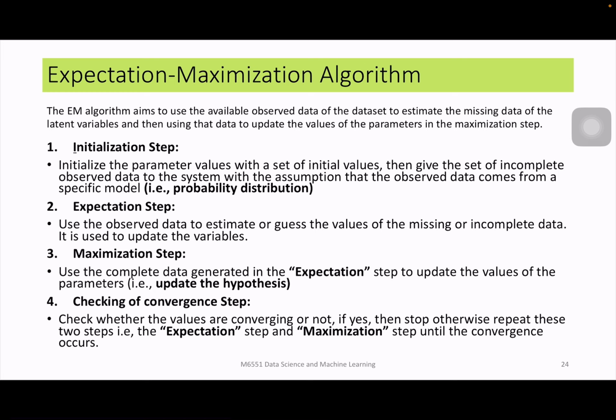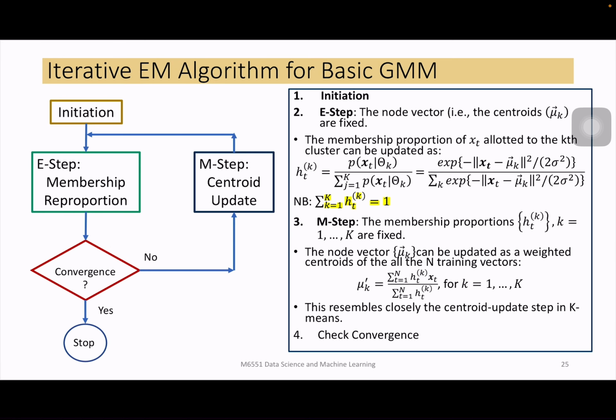The expectation step uses the observed data to estimate or guess the values of the missing or incomplete data, which is used to update the variables. The maximization step uses the complete data generated by expectation to update the values of the parameters, that is, update the hypothesis. Then check the convergence: are the steps convergent or not? If yes, then stop. Otherwise, repeat step 2, the expectation and maximization steps, until convergence occurs. So basically, it is still convergence.